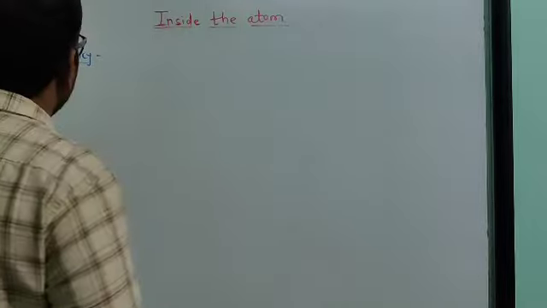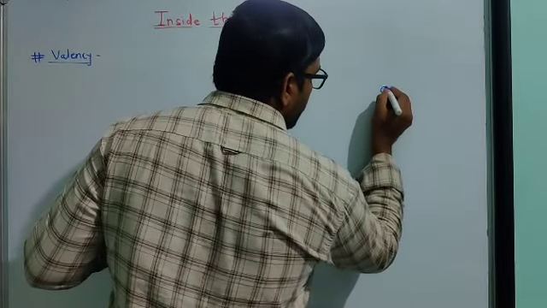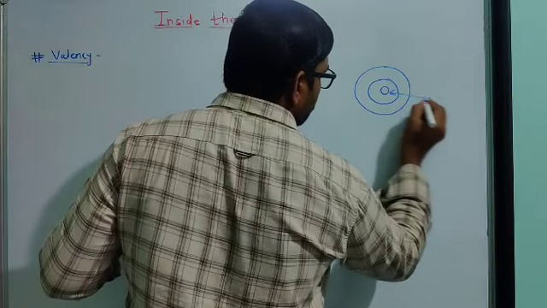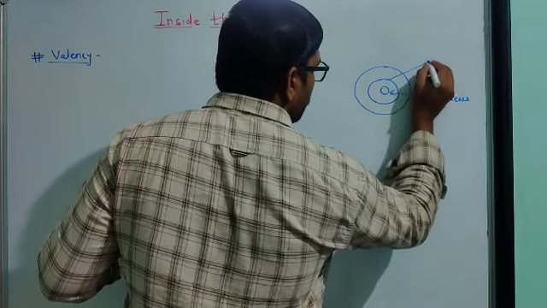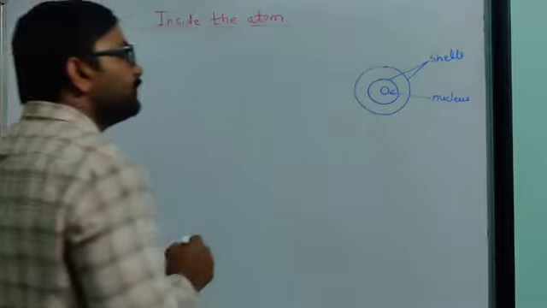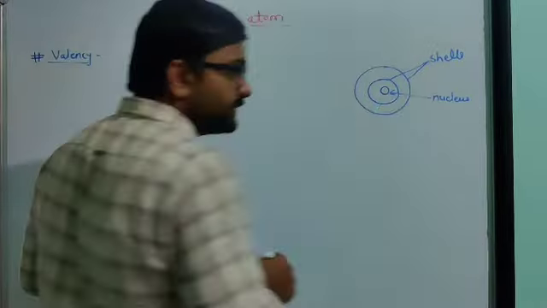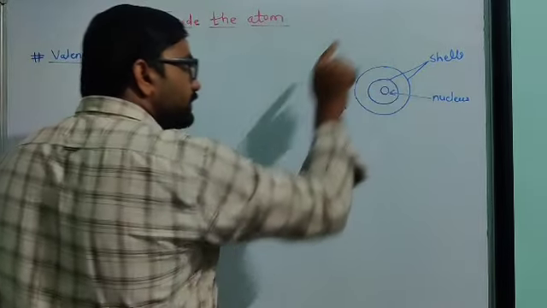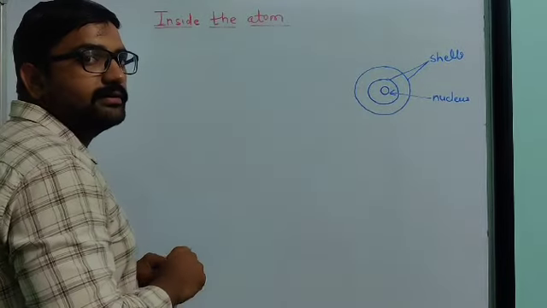Okay, now the next topic we have to see is valency. Up to now we have studied the atomic structure: the nucleus, and these two are the shells. Look at the nucleus, this is the first shell and this is the last shell, because after this shell no shells are present in the atomic structure of this element.